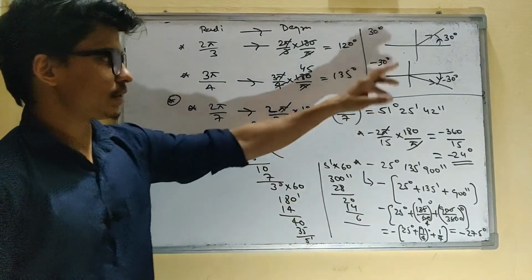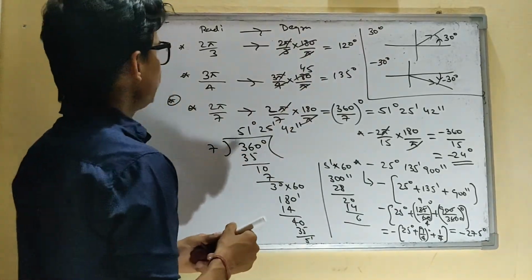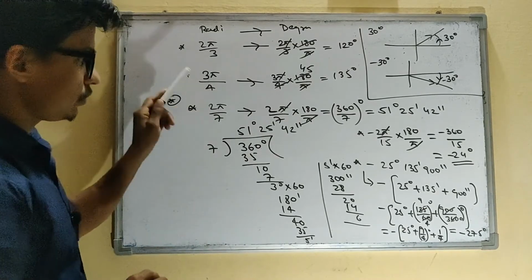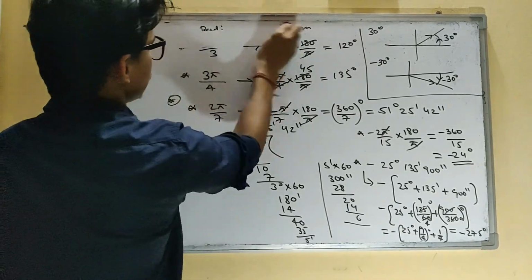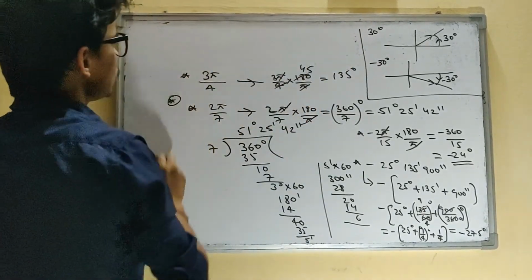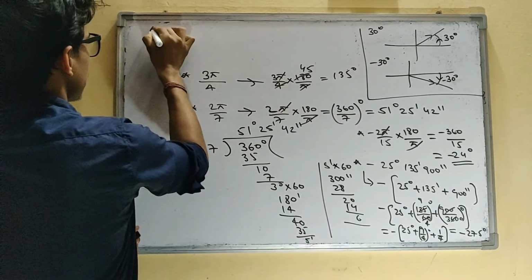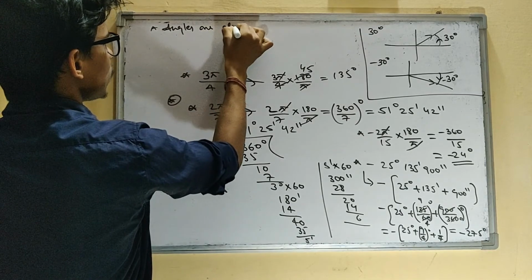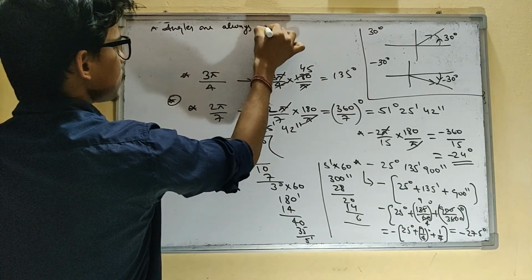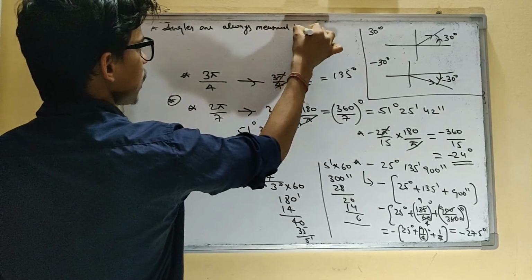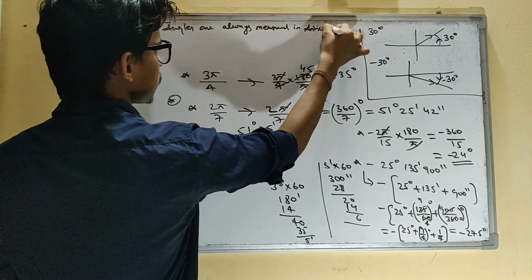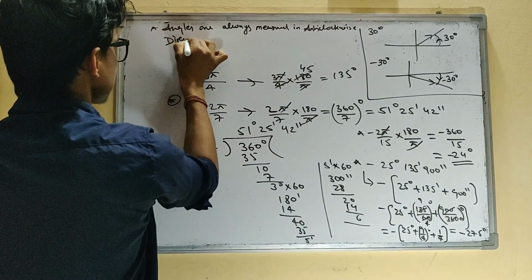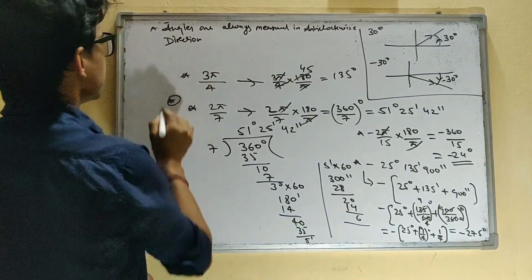Okay, so like this, clockwise and anti-clockwise. I think I should write it over here, so you better copy it. I'm just writing it over here. Remember that angles are always measured in the anti-clockwise direction. Always keep it in mind.